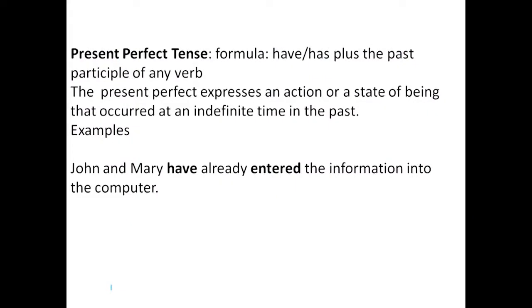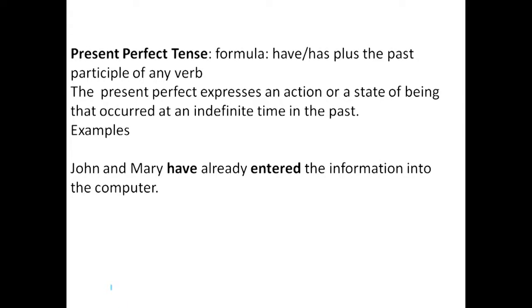We use the present perfect tense when talking about an action that took place in the past at an indefinite time. We are never to use the present perfect tense with a specific time. Never should we do so. The present perfect tense expresses an action or a state of being that occurred at an indefinite time in the past. We are not to use time with it.